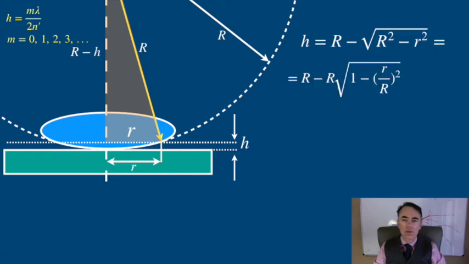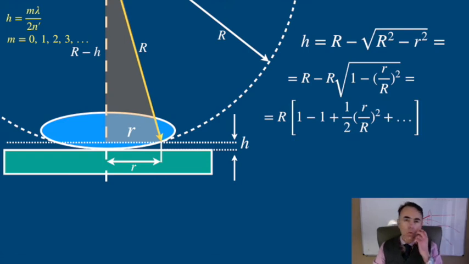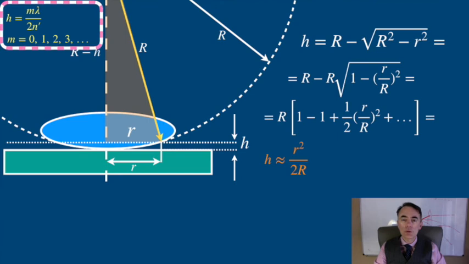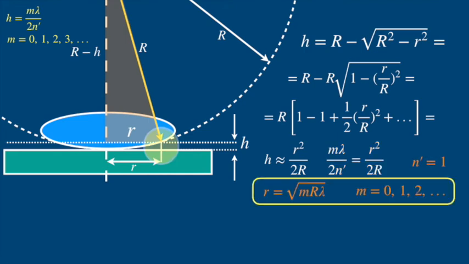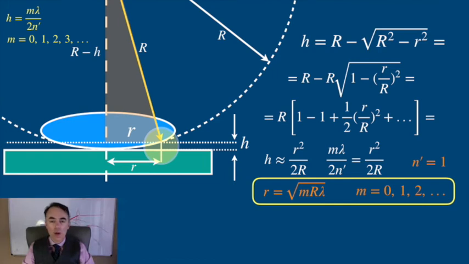Looking at this right triangle, with the hypotenuse being capital R and the small leg of the triangle being lowercase r, the distance h is equal to capital R minus the long leg of the right triangle, which happens to be, following Pythagoras' theorem, the square root of capital R squared minus lowercase r squared. I can rearrange this and then expand in a Taylor series. If I truncate at second order in r over R, h is r squared over 2R. Now I can use the result from the Fizeau interferometer for dark fringes. Make the height h equal, m lambda over 2n' equal to r squared over 2R. But because here the gap is filled with air, n' is 1, so the radius of the dark fringe or dark ring is the square root of m R lambda.